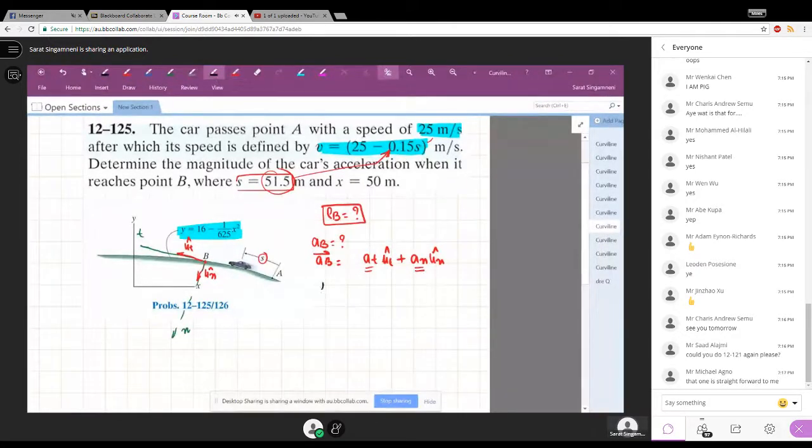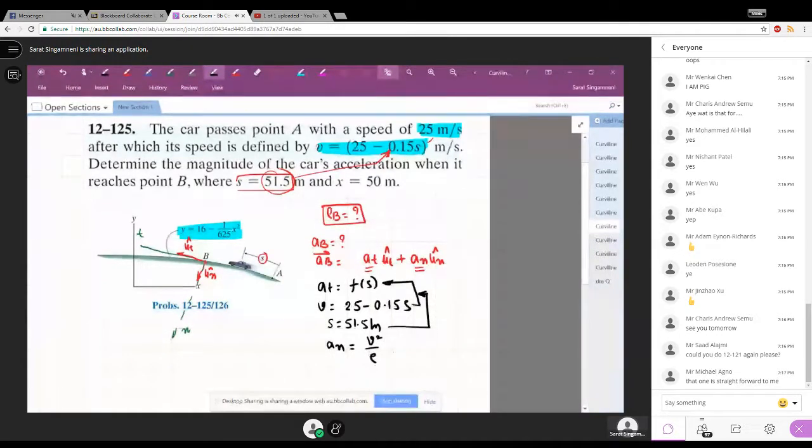We know a_t will be a function of displacement because he gave you velocity as a function of displacement, so we can convert this into acceleration as a function of displacement, and because he gave you s equal to 51.5 meters, you can substitute that into these two equations and get a_t and v_t. That's fine. Then use that v_t to calculate the normal component of acceleration as v squared over rho, where rho is the radius of curvature at B. That is the plan of action.